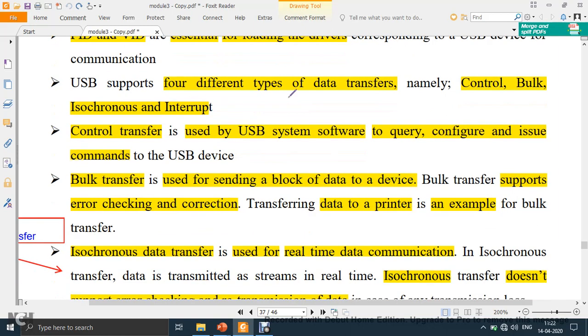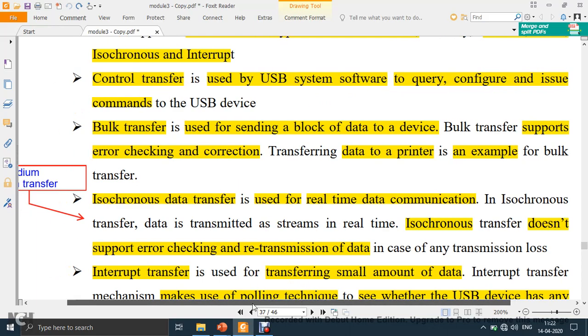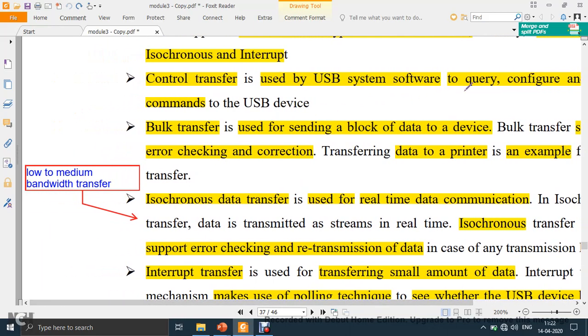So USB supports 4 types of data transfers: control, bulk, isochronous, and interrupt. Control transfer is used by USB system software to query, configure, and issue commands. It is used for establishing the communication. The name itself indicates that some control signals are being communicated.